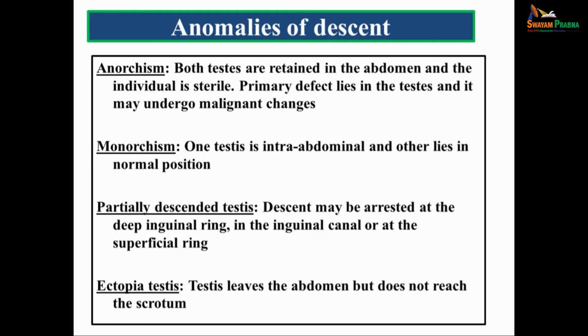Anomalies of descent: anorchism, monorchism, partially descended testis. In case of anorchism, both testes are absent from the scrotum, retained in the abdomen, and the individual is sterile. Primary defect lies in the testes and it may undergo malignant changes. Monorchism is a condition in which one testis is intra-abdominal and the other lies in normal position. Sometimes the testis may be partially descended, and ectopia testis I have already discussed.